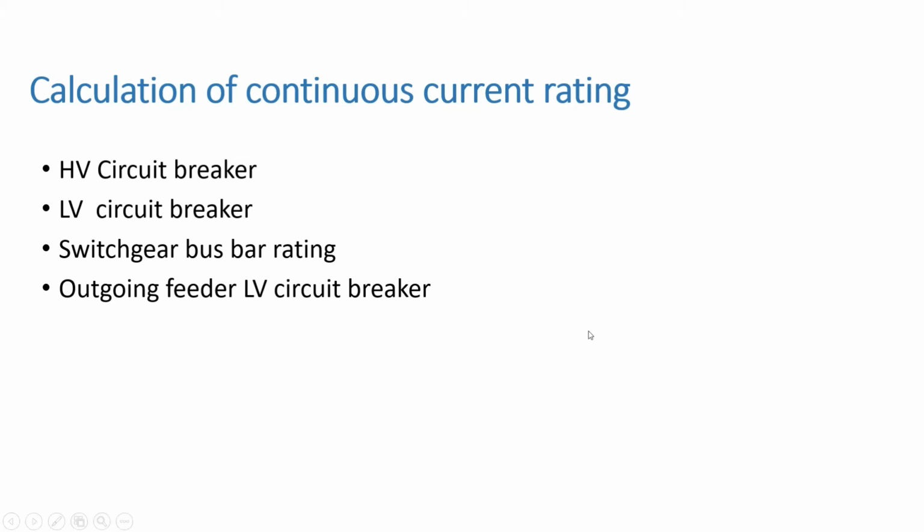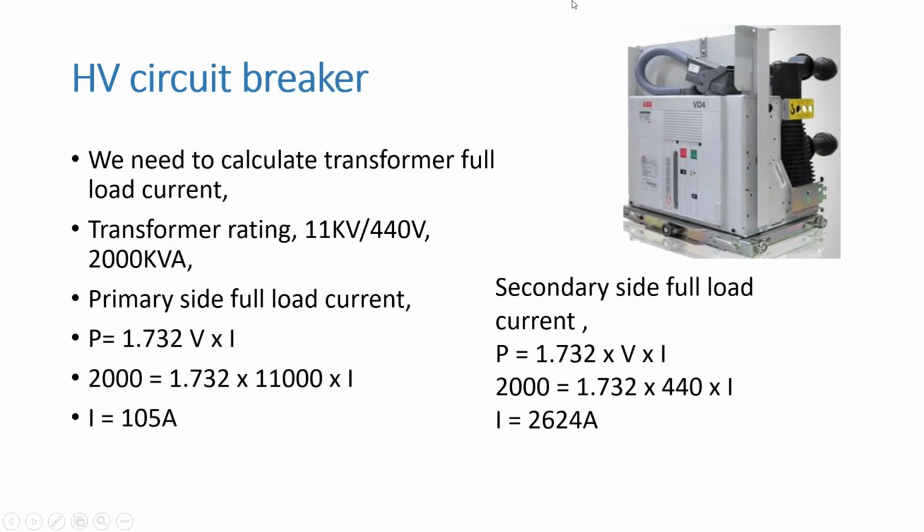So first we will start with the HV circuit breaker. If you are going to calculate the current rating of the HV circuit breaker, you should know the full load current of the transformer. The transformer rating is 11 kV by 440 volt, 2000 kVA.